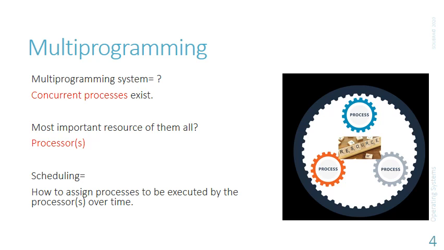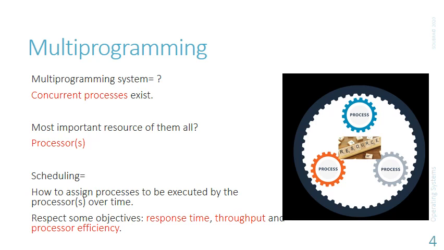So scheduling is all about assigning processes, so ordering them, assigning them to the CPU in an orderly manner to be executed over time, and that should respect some objectives such as response time, throughput, that we've already seen in the CA course, and we're going to have a quick reminder of it, and overall processor efficiency. And of processor efficiency, you've covered that in one of your tutorials and practice assignments, when you try to overlap different jobs in order to make the best efficiency of the use of the CPU.